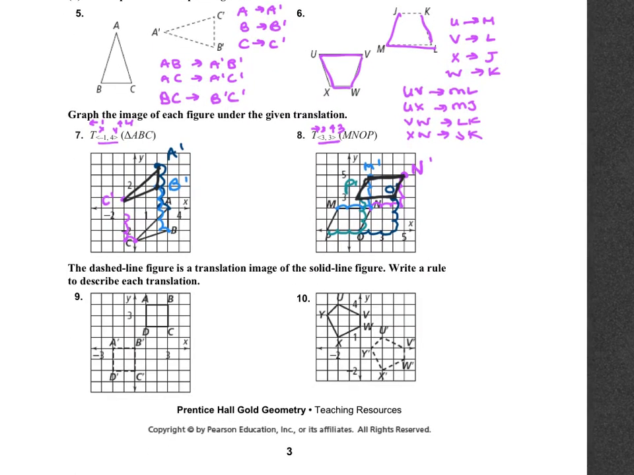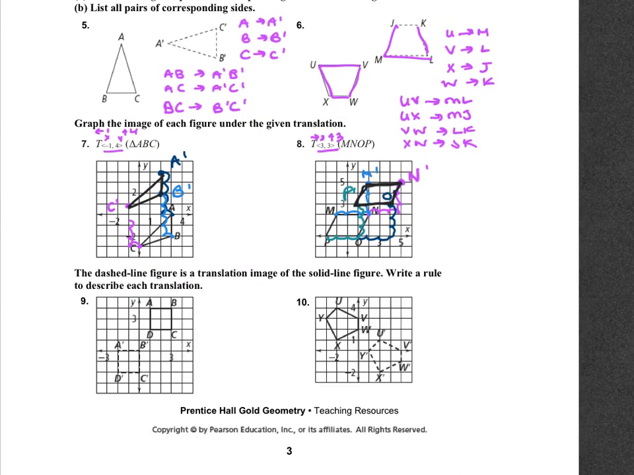9 and 10 say to describe or write the rule to describe each translation. So again, we just want to pick a point or two to check it. So if I go from C to C prime, I'm going left 1, 2, 3. That's negative 3. And then down 1, 2, 3, 4. That's negative 4. And then let's check it with A to A prime. We have to go 1, 2, 3, that's negative 3, and then down 1, 2, 3, 4, that's negative 4 again.